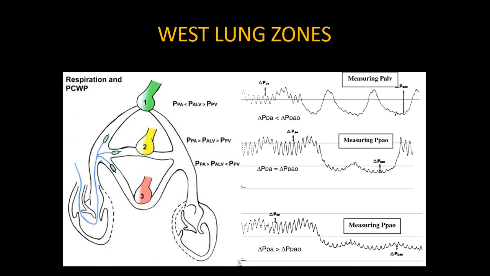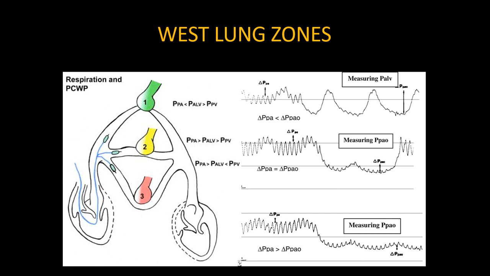The pulmonary artery pressure is less than the alveolar pressure, and pulmonary alveolar pressure is highest here because this is having the best air supply in zone 1. Whatever we measure, if we place a balloon here and inflate it, it will measure the alveolar pressure rather than anything else. If we talk about zone 2, what is happening here?